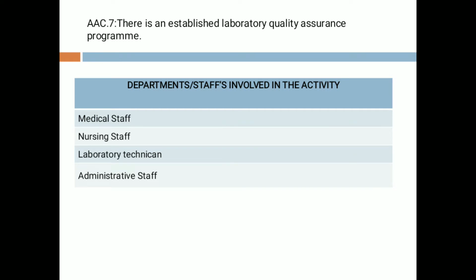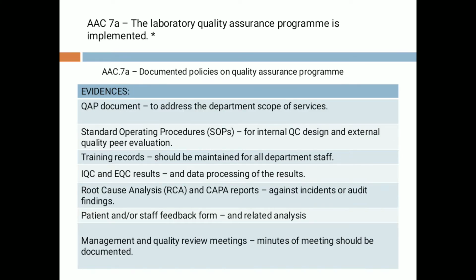Standard AAC 7. There is an established laboratory quality assurance program. Departments and staffs involved in this activity are medical staff, nursing staff, laboratory technician and administrative staff. Objective element AAC 7A speaks about documented policies on quality assurance program.